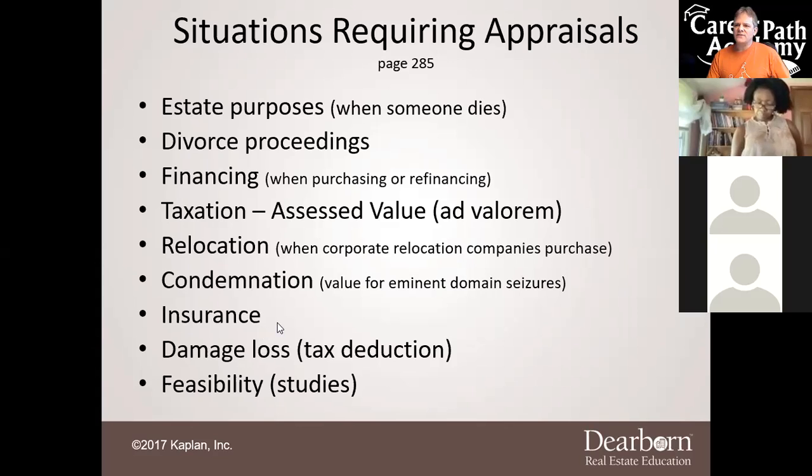For insurance reasons, if you have a fire and your house burns down, or a car drives through the front of your house, or a tree falls on your house, you're going to call the insurance company to make an insurance claim. You're going to need to have an appraisal done on that property. That appraiser, or they call them an adjuster, comes out. But there has to be an appraisal on that property to figure out how much the insurance company is going to pay you to fix the property back up.